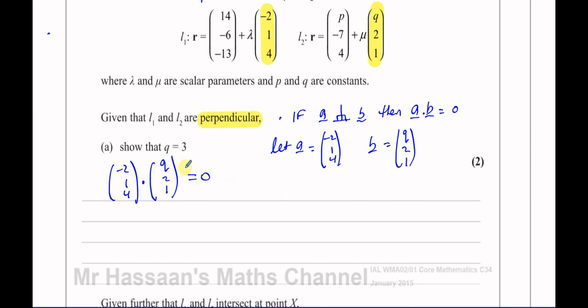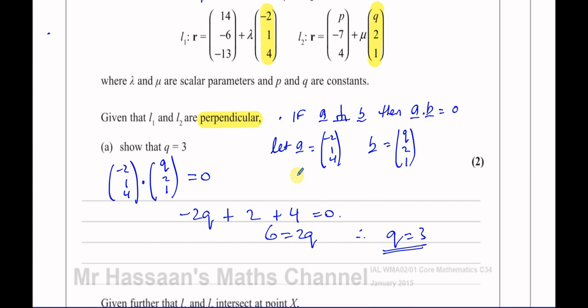So now, to find the dot product, you multiply the i components, so you have -2 times Q, then you add together the product of the j components, which is 1 times 2, then you add to that the product of the k components, which is 4 times 1, and you know that that has to equal 0. So we can say 6 equals 2Q, therefore Q is equal to 3 as required. We had to show that. So there's the answer to part A of this question.